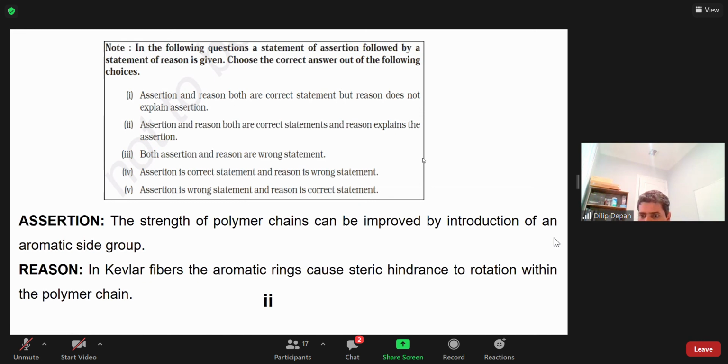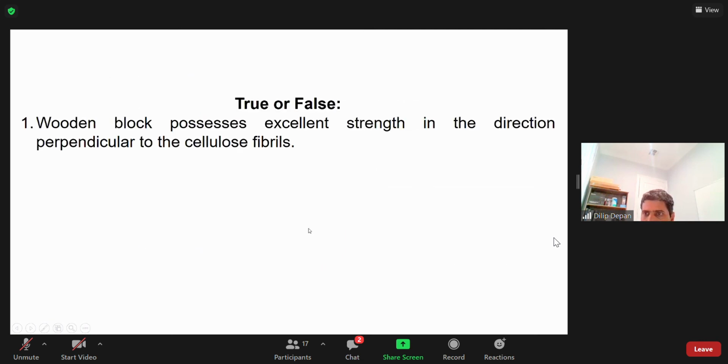We go to the next question. Next problem. Oh, it's a true and false. Very simple one. A wooden block possesses excellent strength in the direction perpendicular to the cellulose fibers. Is it true or false? It is actually in the parallel direction. In the perpendicular direction, it is actually weak. Okay, so it's a false statement.